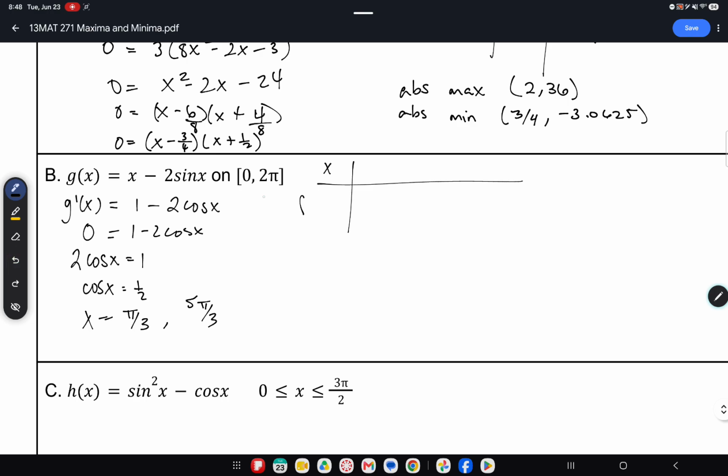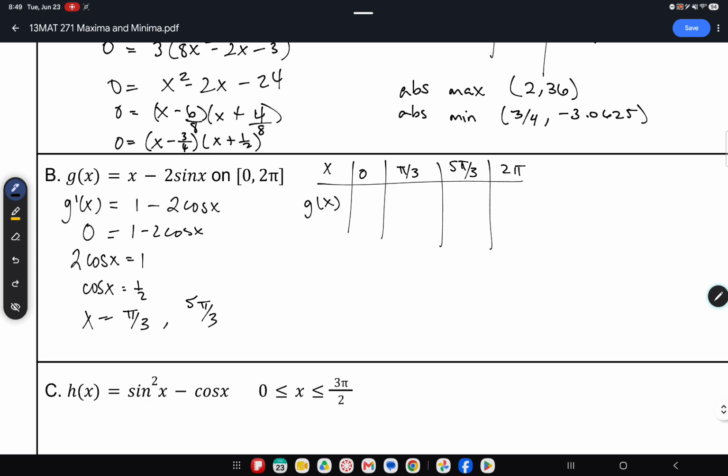Oh, it's g of x. So I have 0, pi over 3, 5 pi over 3, and 2 pi. So let's find some. If I plug in 0, I get 0. Here, I can go back into a calculator actually. Plug the function in, and then plug in values. So it's x minus 2 sine of x.